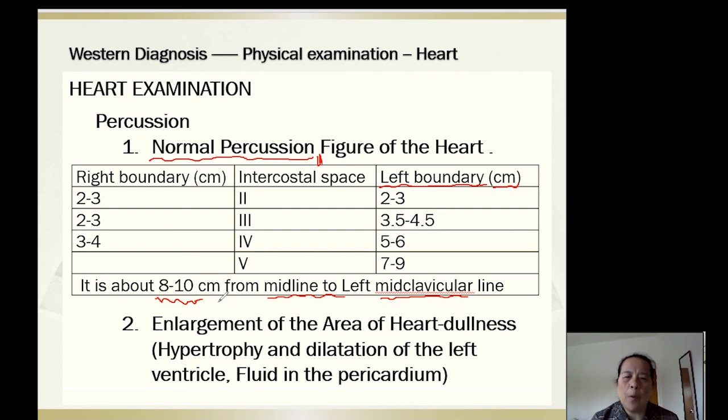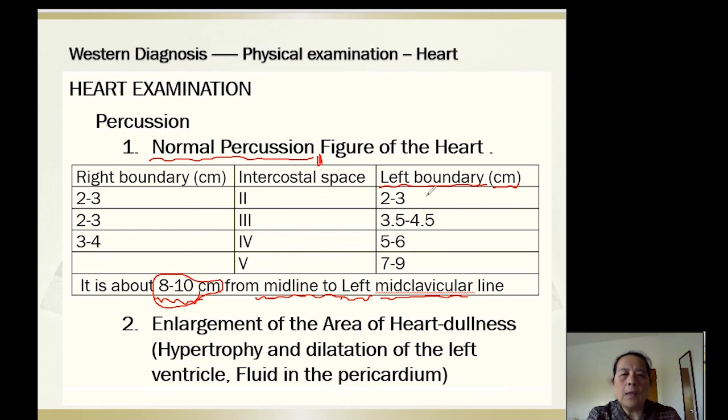I would like to say both sides, but we put the left side here because the right side will not truly be used. The heart is mainly located on the left side. So thus we get some idea here of how many centimeters. But both sides from the middle line to the clavicle line will be the same, 8 to 10 centimeters, though it differs for different people, big people, small people.